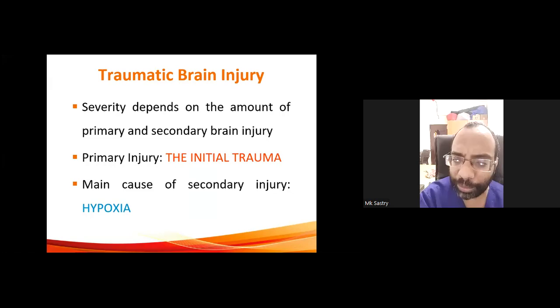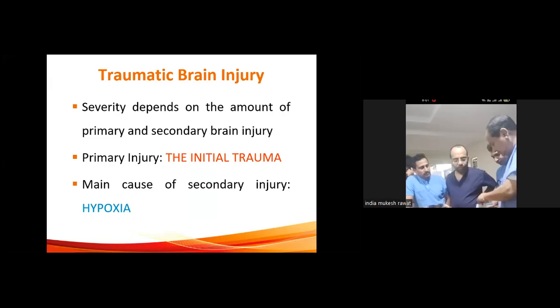Severity depends on the amount of primary and secondary brain injury. Now comes the main injury. What type of injury are you recovering? It is a severe injury or a small injury. Most of the patients I get have very severe brain injury. The primary injury is the initial trauma, and the main cause of the secondary injury is hypoxia. Hypoxia means lack of oxygen.